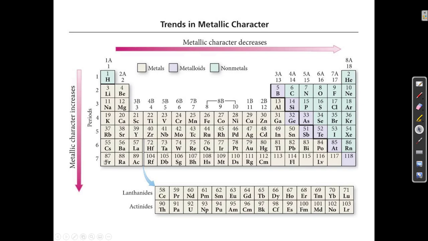So francium here is the most metallic. Francium also has the lowest ionization energy. So ionization energy and metallic character are the same. This is the most metallic and the lowest ionization energy. Helium is the least metallic, and it has the highest ionization energy.